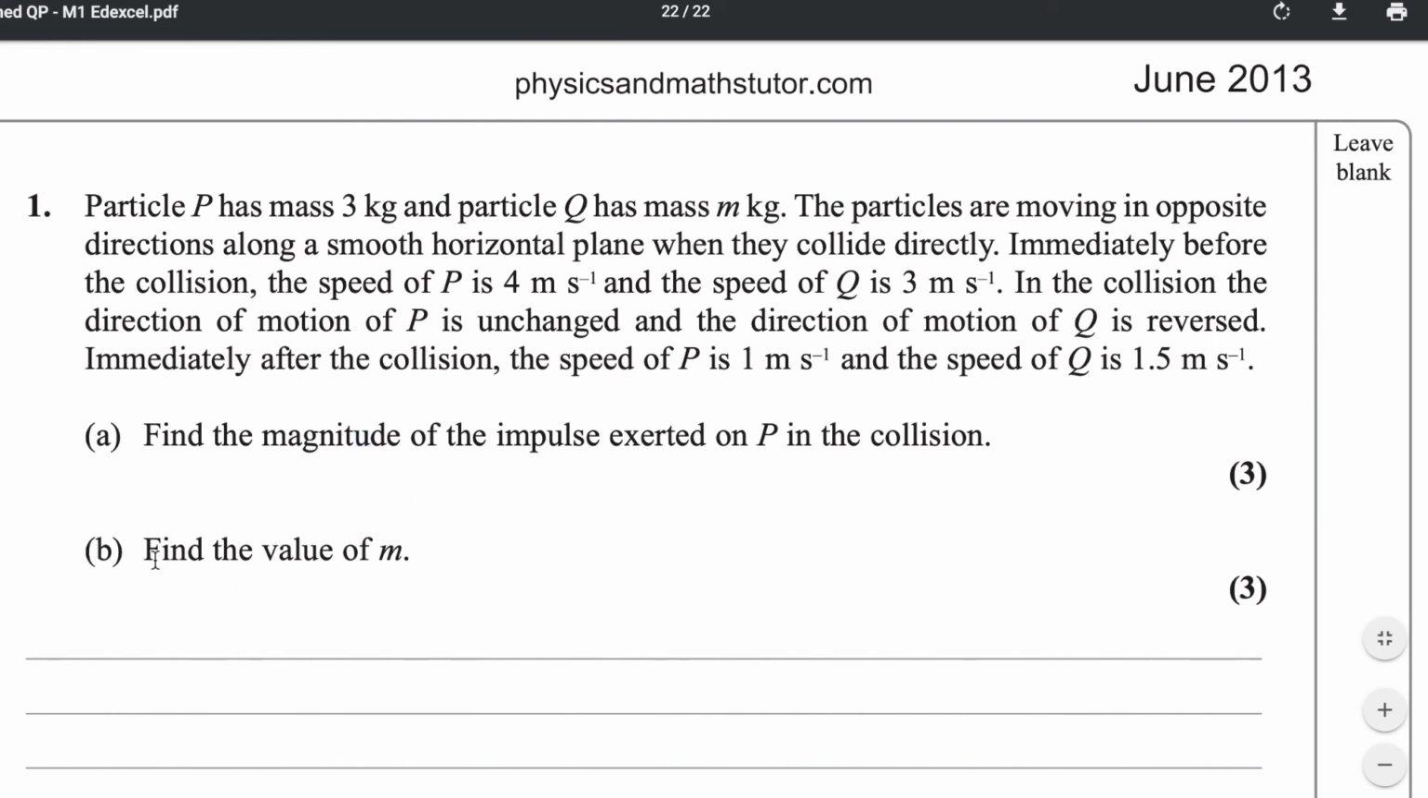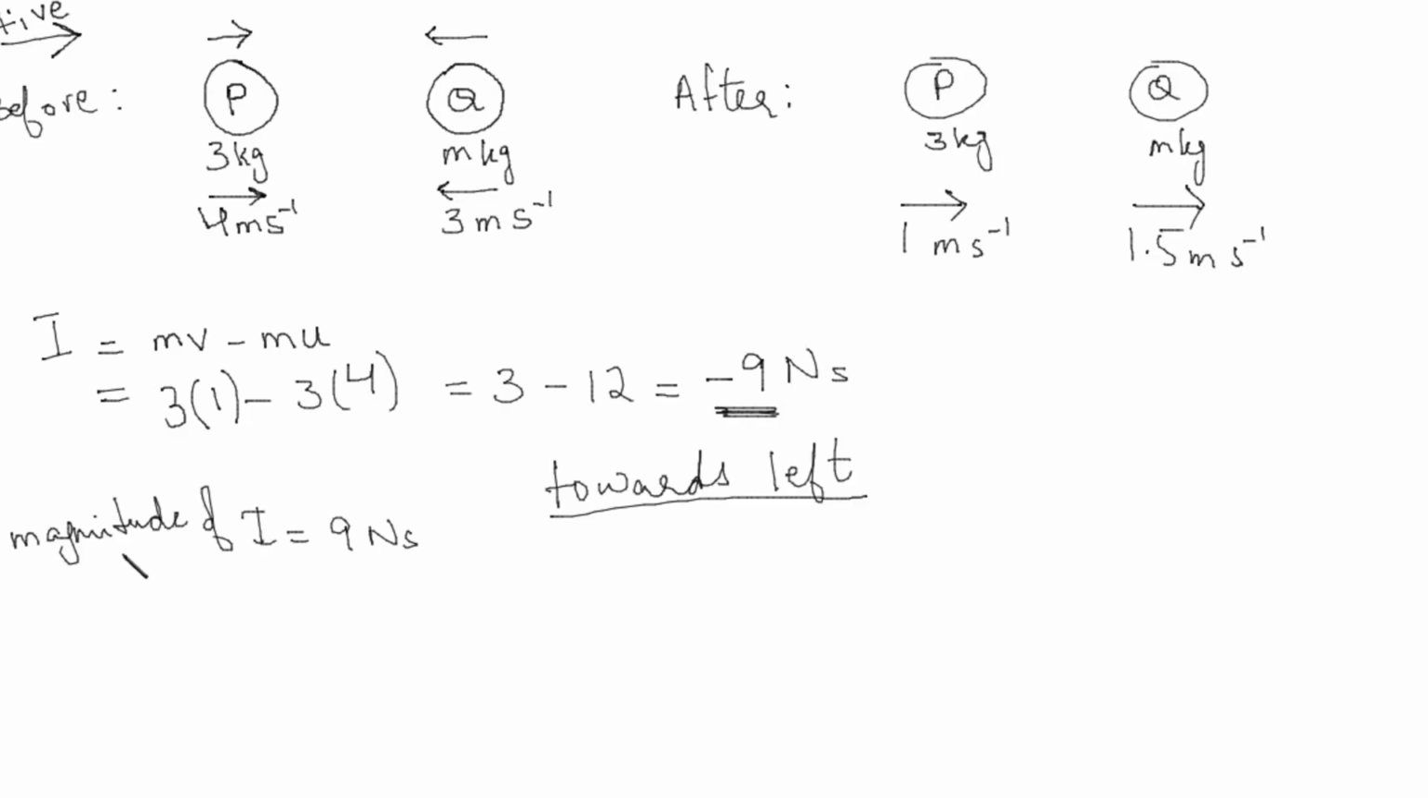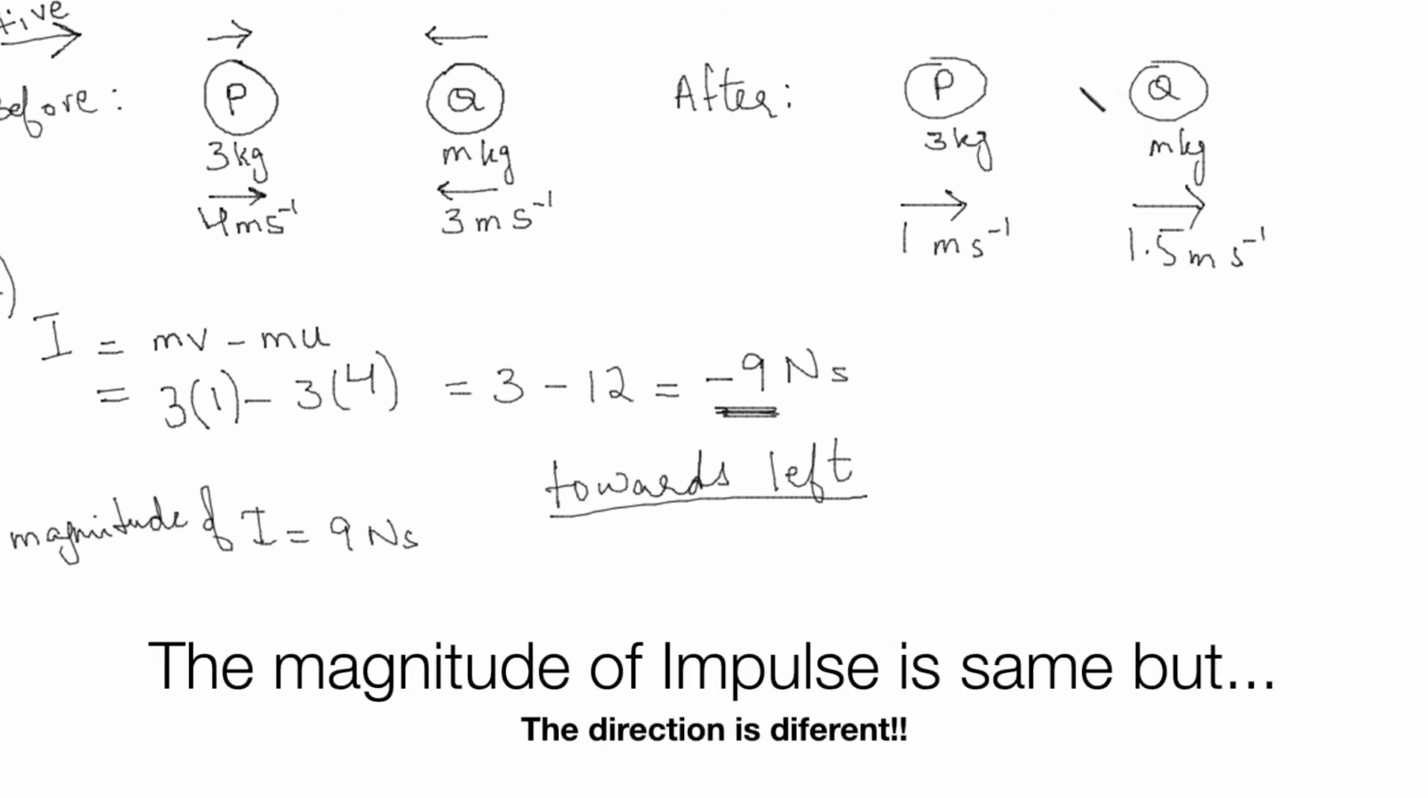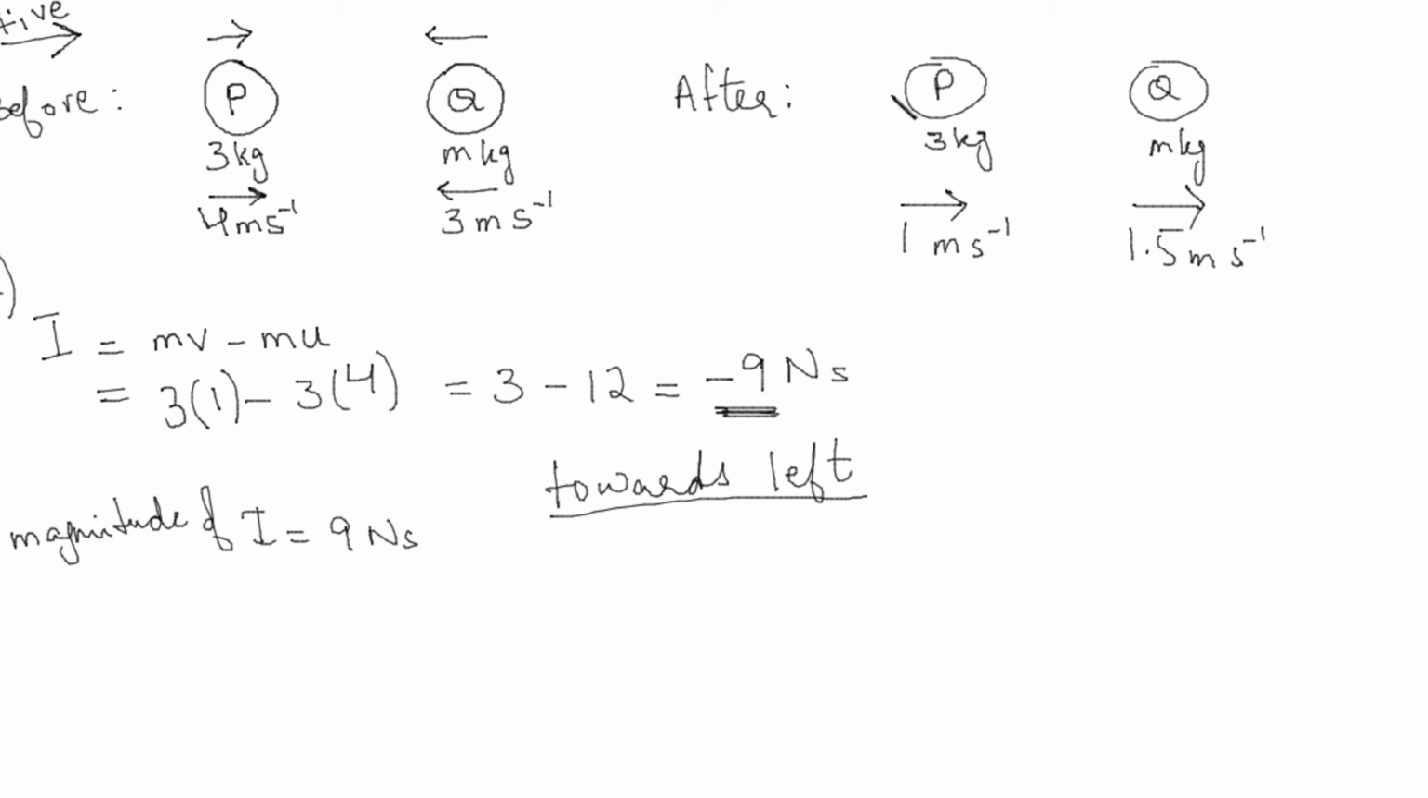In part B, they're asking us to find the value of m. As I mentioned before, in part A, the impulse will be the same. If the impulse exerted by Q on P is 9, the impulse exerted by P on Q would also be 9, okay? Q is exerting an impulse in this direction, it's 9, and the impulse on Q would be in this direction, and it would be 9. So here it would be positive 9.